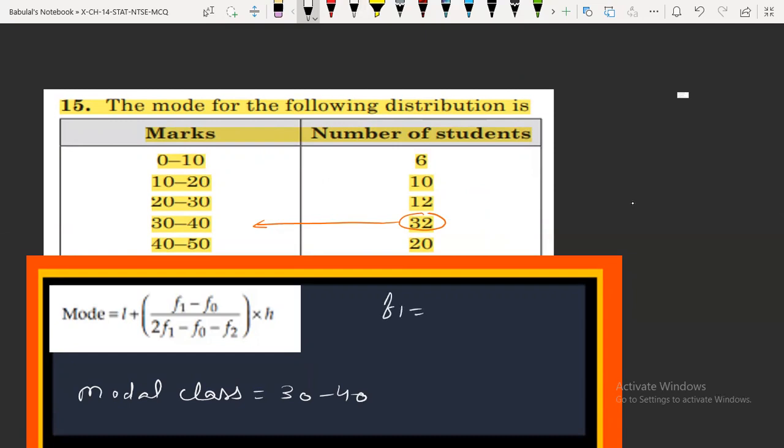F1 is the frequency of the modal class, that is 32. So सबसे बड़ी फ्रीक्वेंसी होती है उसको ही फ्रीक्वेंसी ऑफ द मॉडल क्लास कहते हैं, and this is given 32. F0 is the frequency preceding the modal class. मॉडल क्लास के जस्ट ऊपर वाली फ्रीक्वेंसी होगी, उसको हमने इस फॉर्मूला में लिखा है F0 and that is 12.